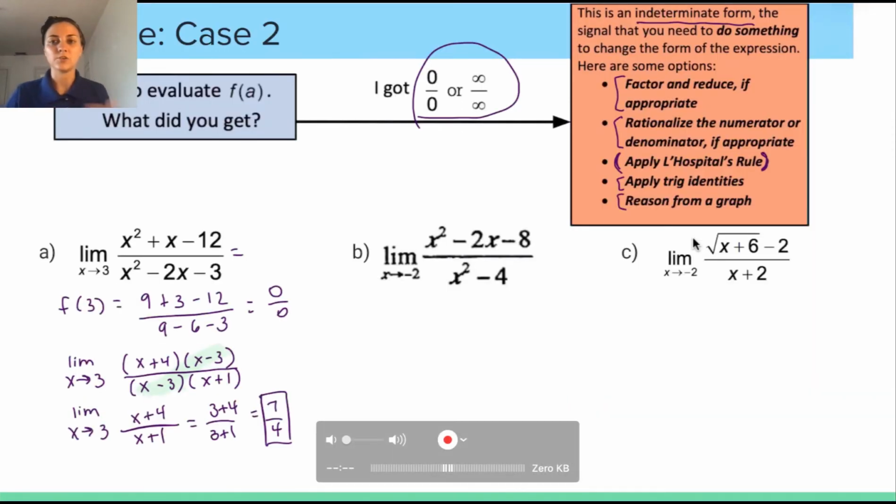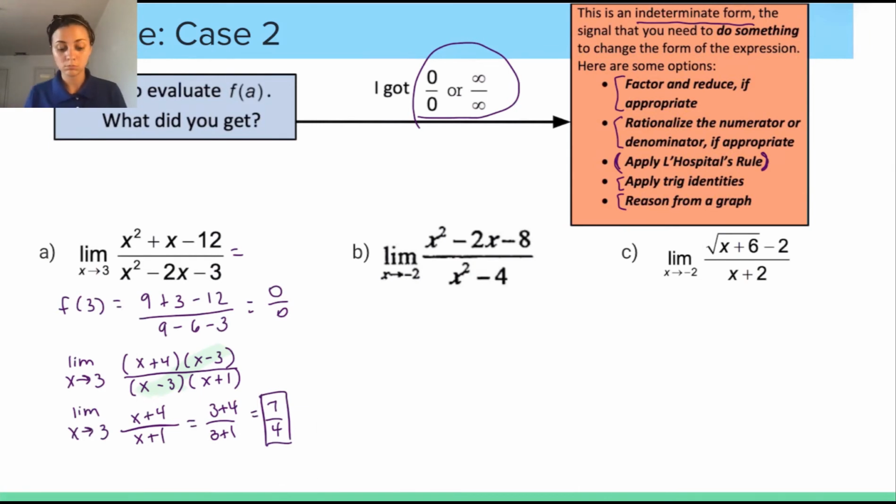When you're able to factor it out like that, it's a hole. Okay, so I'm going to add a little note. So f of x has a hole at x equals 3. Just a little note for yourself.